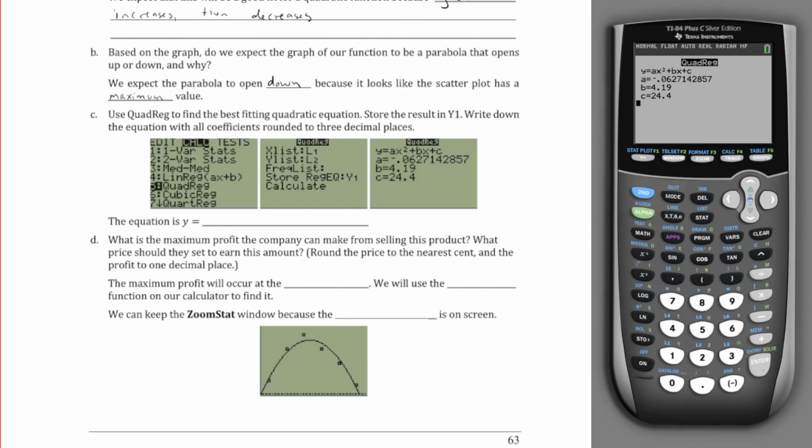I'm going to round my coefficients to 3 decimal places. We'll have y is negative 0.063 x squared plus 4.19x plus 24.4. So it happened that I didn't have to round B and C. Okay, now that we have our quadratic function, we can do all of the parabola stuff with it.